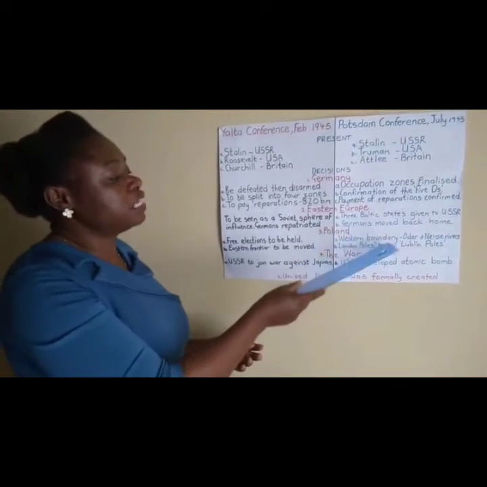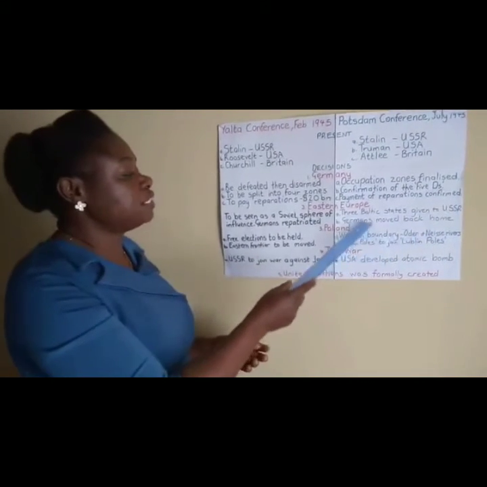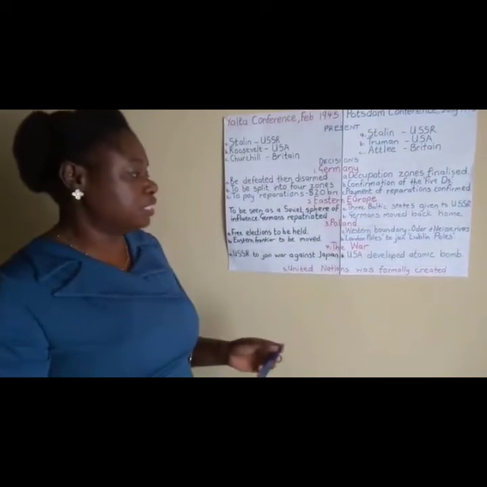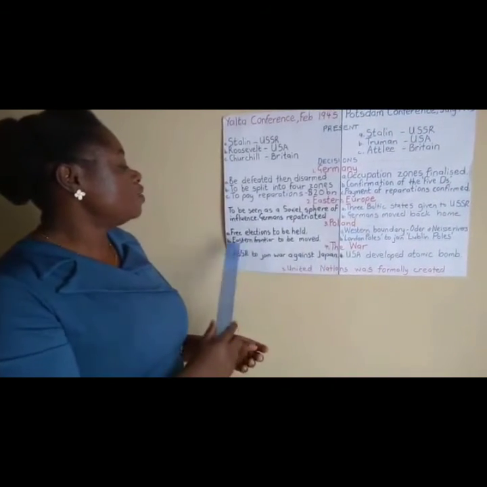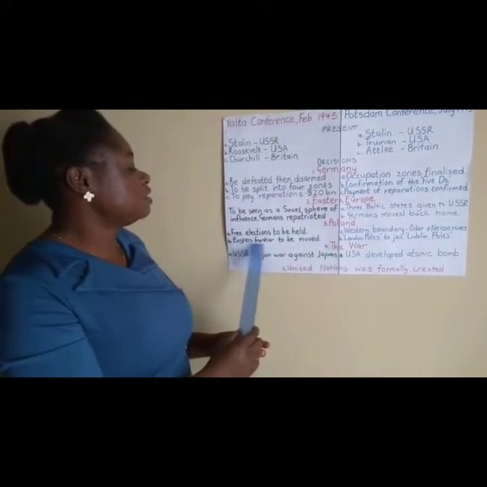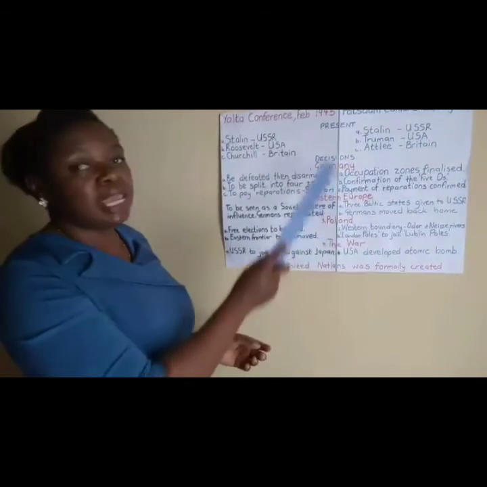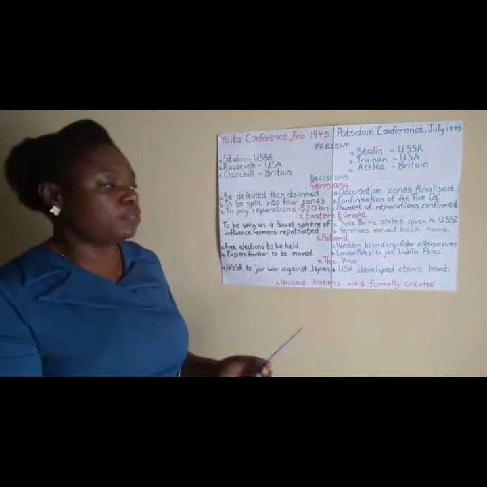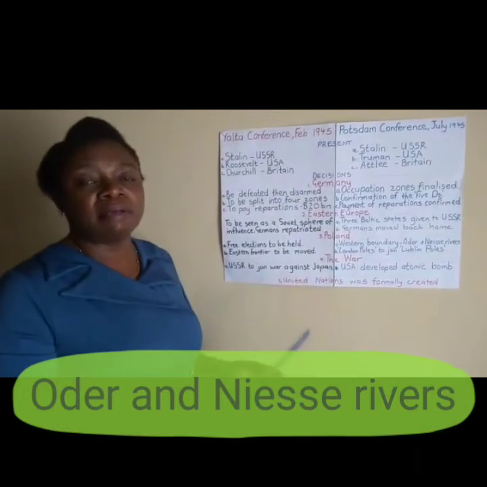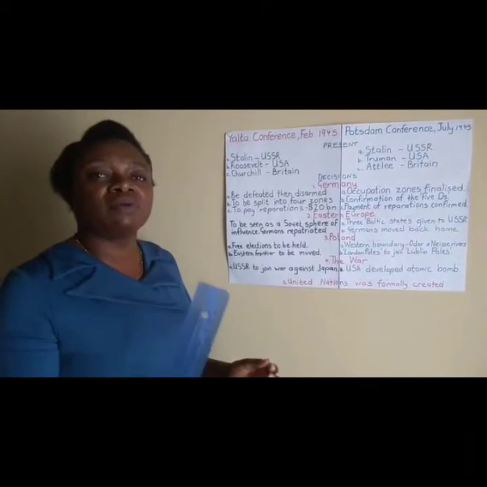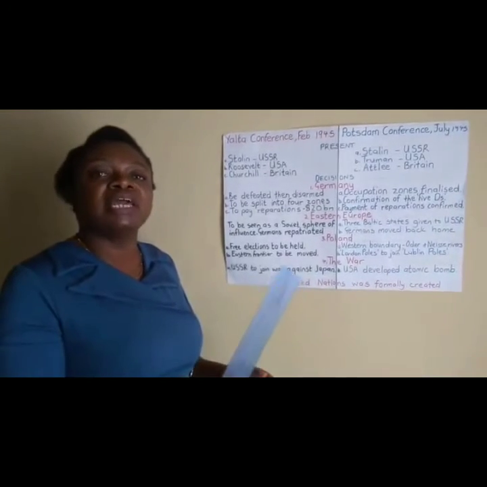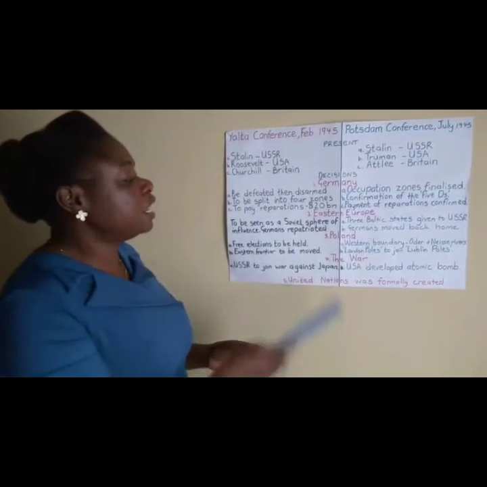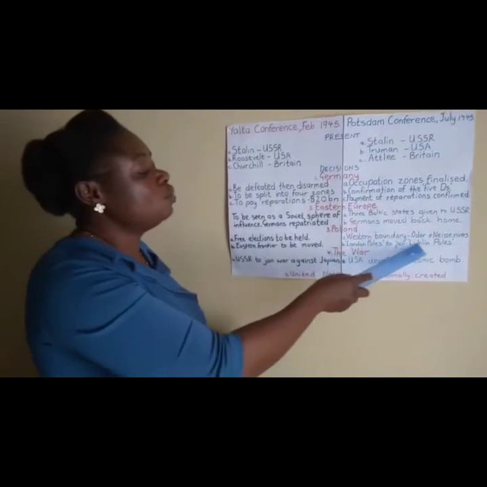Then the 3 Baltic states were given to the USSR since they had agreed that it would become the Soviet sphere of influence. Then concerning Poland, free elections were to be held. Then the eastern frontier was to be moved. At Potsdam, they said that the western boundary for Poland was to be the Oder and Niesse rivers, meaning that the Soviet boundary was going to extend a bit into Poland, then the Polish boundary was going to move a bit into Germany.